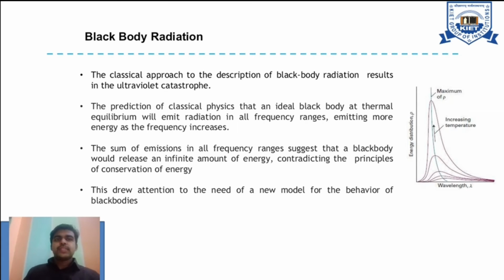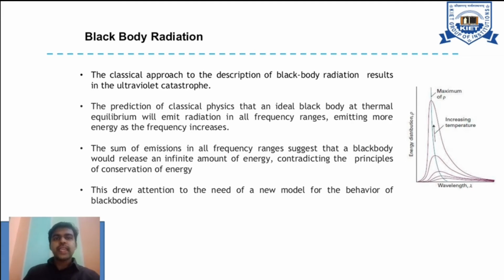Here comes the first point of view, blackbody radiation. The classical approach to the description of blackbody radiation results in the ultraviolet catastrophe. Look at the graphical point. On the x-axis is wavelength, on the y-axis energy distribution. So first, blackbody radiation. The classical approach, from the early days to our modern days, is determining the ultraviolet radiation starting from our temperature, starting from our wavelength, how it keeps on increasing.